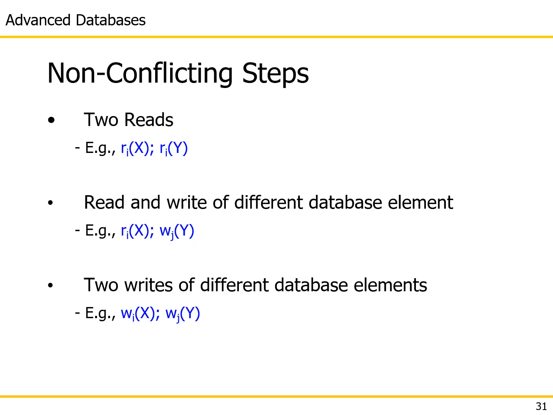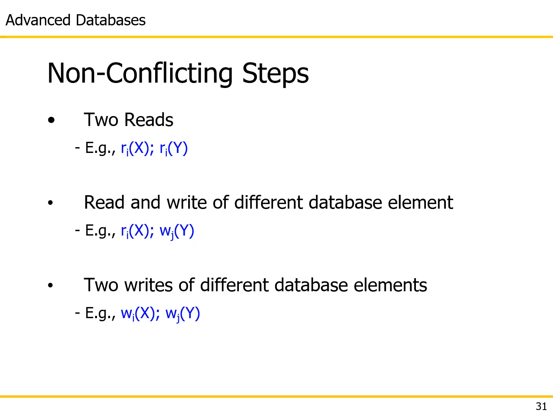Now, the second one is read and write of different database elements. Transaction I is reading X, say the age of a specific user. Another transaction J is writing the address of the same user or of another user. Now who cares? We are doing completely unrelated things. One is reading age and the other one is writing address. So there shouldn't be a problem. If you make J run first, then you write the address first, and then I will read the age. If you make I run first, then you will read the age first, and then J will write the address. They're not related in any way.